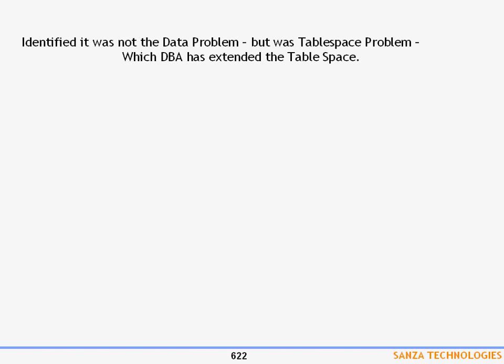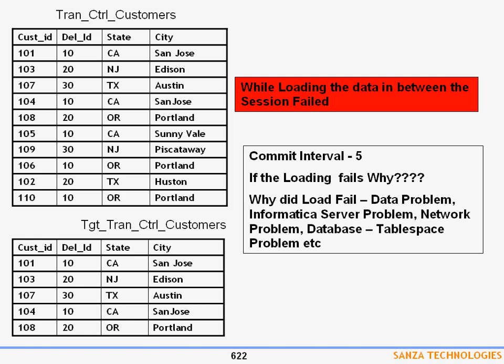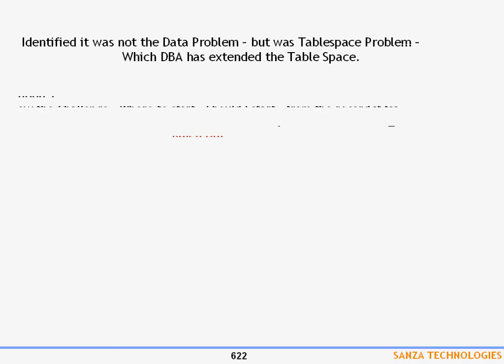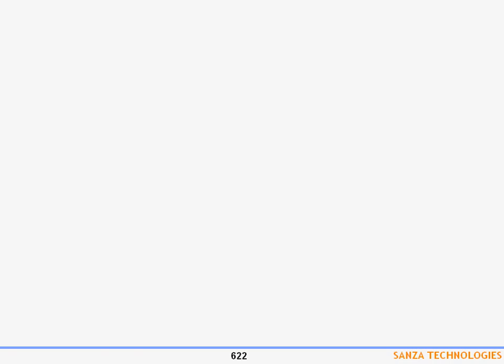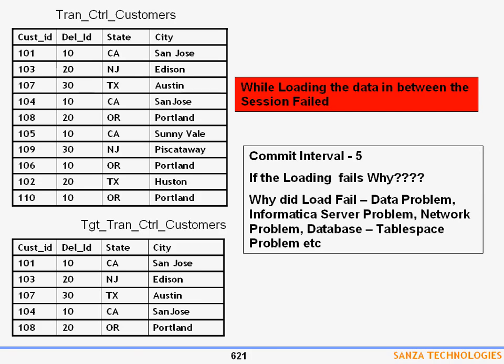So when the session fails in between, we try to find out why it failed. We found that there was no table space, no memory allocated to the table. So the DBA reallocated the memory space. But the question is, where should I start the reloading process? After 104, where should I restart the loading process? What I do is say greater than whatever it failed at. Where did it fail? After 104, it failed. So the next record is 105.